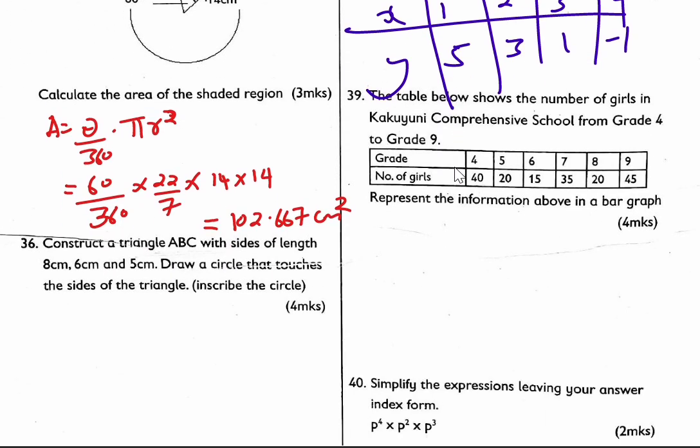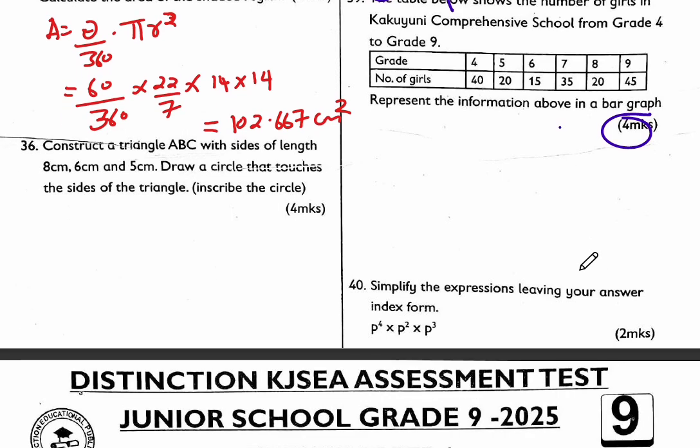Number 39. The table below shows the number of girls in Kakuyuni Comprehensive School from grade 4 to grade 9. Represent the information above in a bar graph, 4 marks. So I'm going to skip this one because I know you know how to draw a bar graph, and this one will make the video very long, so kindly allow me to skip it. But if you have any question, if you don't know how to draw a bar graph, let me know so that I can make a video on bar graphs.